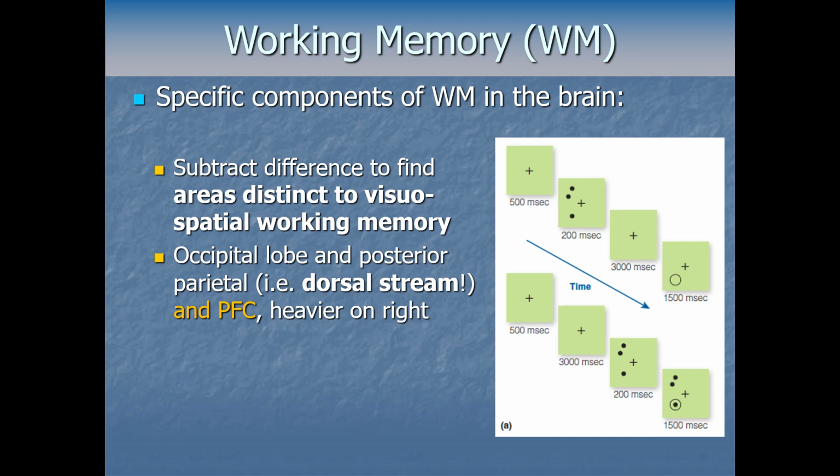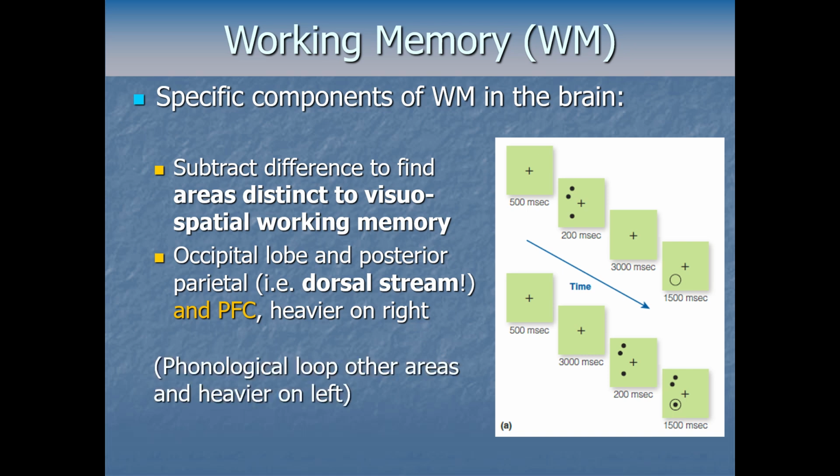In other words, dorsal stream areas, right? In addition to the prefrontal cortex, which that part shouldn't be surprising. All working memory makes the prefrontal cortex go off. And also this activity that's distinct to spatial working memory happens to be heavier in the right hemisphere of the brain, which is true in general of the brain, that spatial tasks tend to recruit right hemisphere regions more heavily. So the right half of the brain is a little more specialized in spatial tasks.